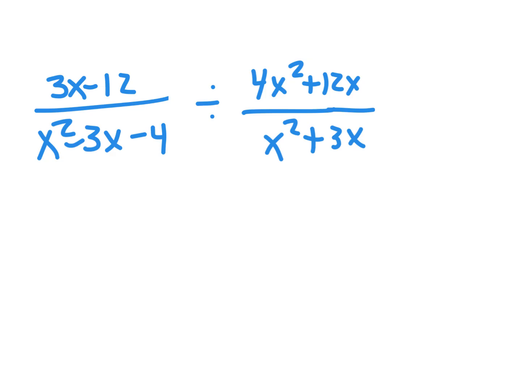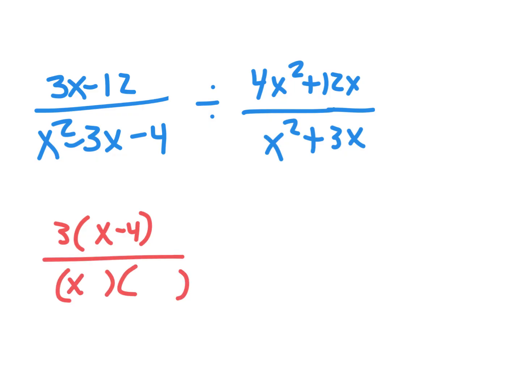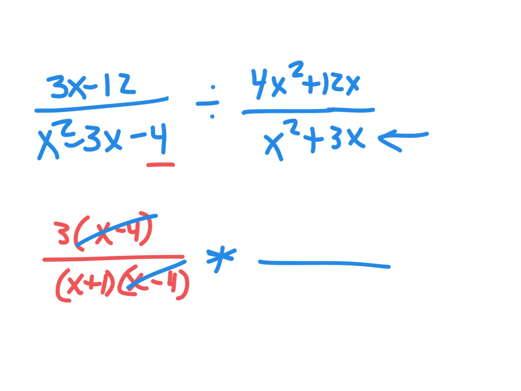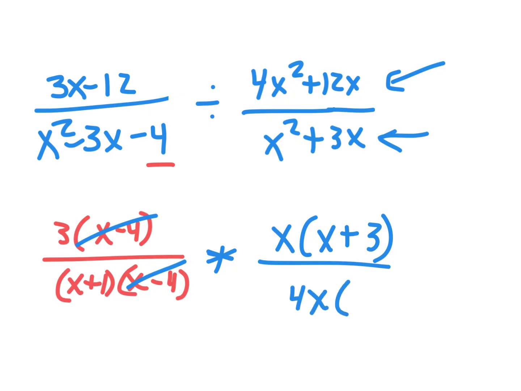Start here. 3 factors out, and x minus 4. This bottom part factors x and x. Since the last number is negative, it must be plus and minus. It's going to be a 4 and a 1. And the x minus 4s cancel. Yay. Times. This part goes up to the top, and I'm going to factor it. This part will go down to the bottom, and I'm going to factor it.